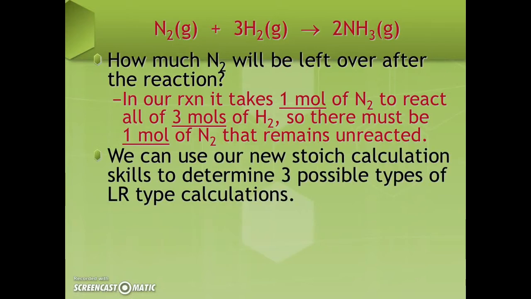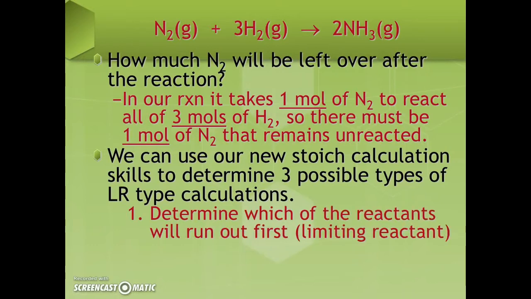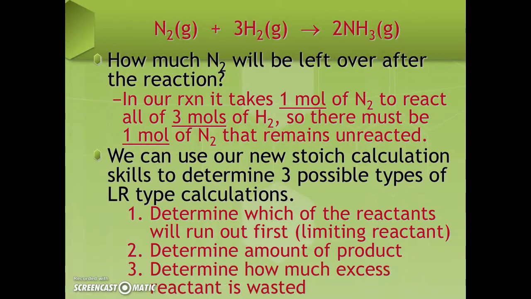So we can deal with 3 kinds of questions associated with limiting reagent. It's worth looking at these in a little bit of detail, because basically this is half the point of this chemistry unit. The first thing we can do is determine the limiting reactant, which one of the reactants will run out first. The next thing we can do is determine the amount of product we will have, theoretically. And the third thing we can do is determine how much excess reactant is wasted.